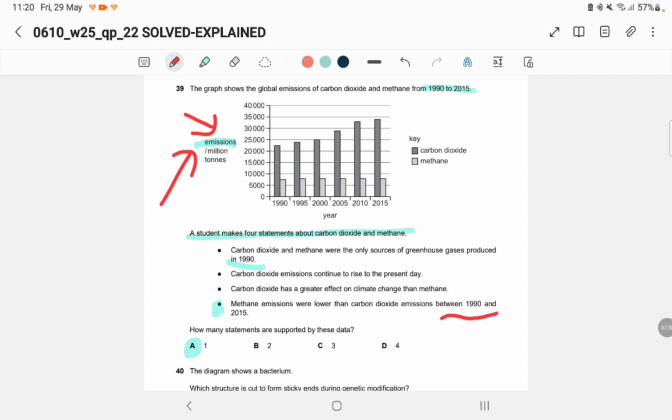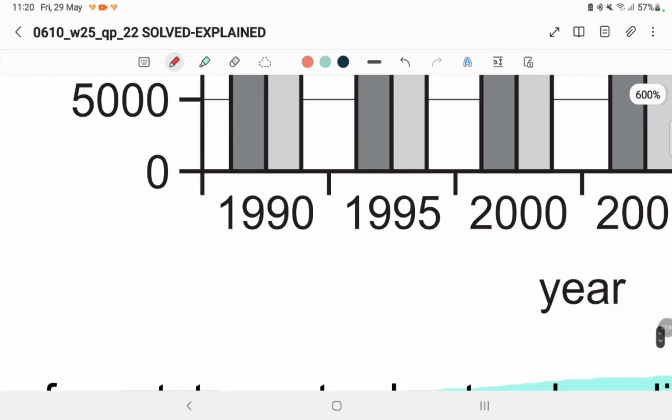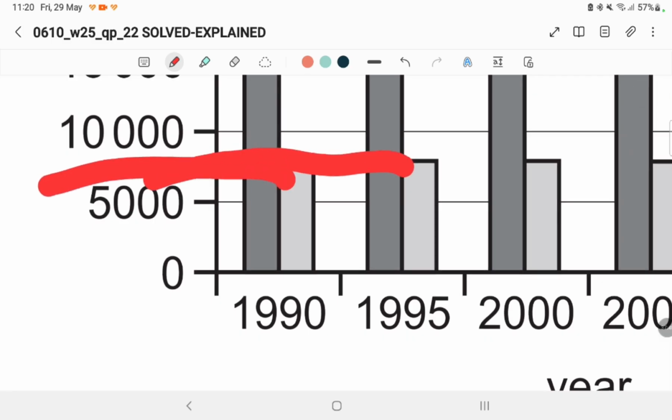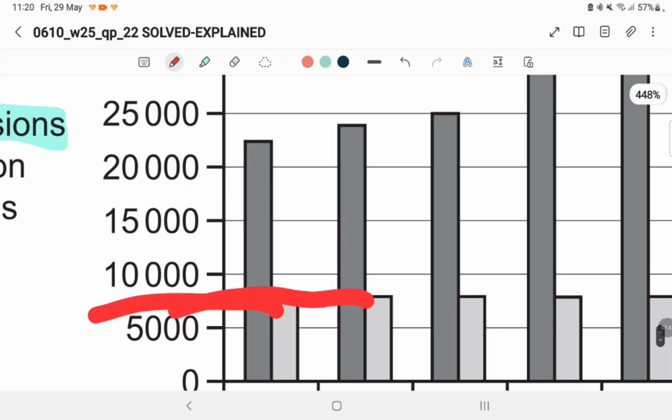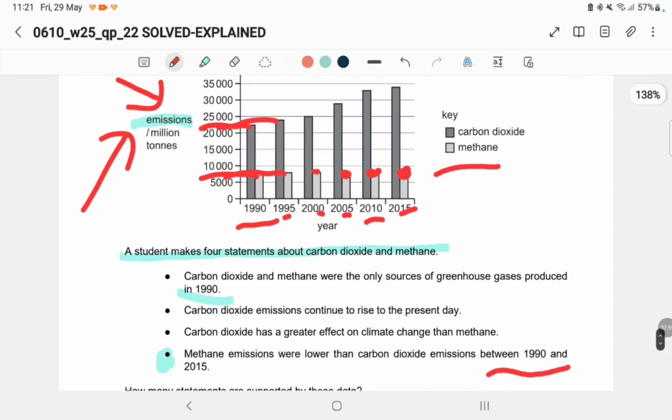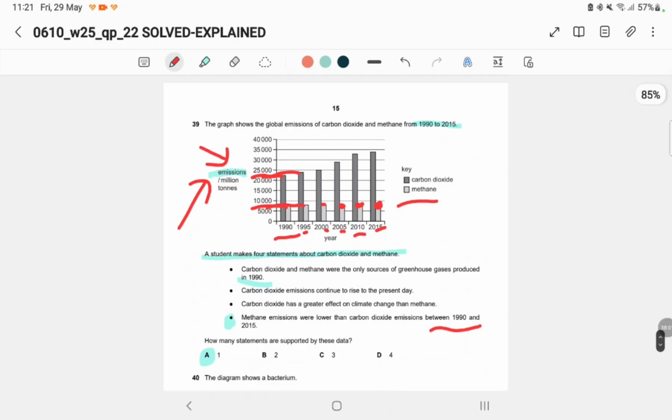Yup, methane emissions were lower. As you can see here, this methane was lower than the carbon dioxide. For example, if this one is 60,000 and this one is 70,000, which is already lower than 21,000 or 24,000, which is very small. In 1990, 1995, 2000, 2005, 2010, 2015, the methane was very small, very little emissions compared to the carbon dioxide, which was exceeding the 10,000s in numbers, okay?